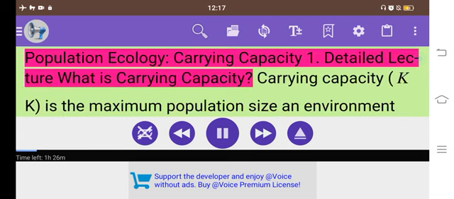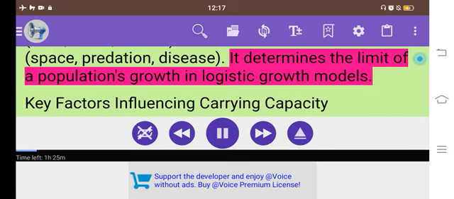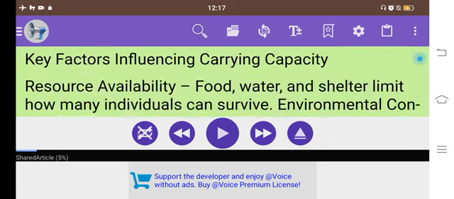Population ecology, carrying capacity. Detailed lecture. What is carrying capacity? Carrying capacity, K, is the maximum population size an environment can sustain indefinitely, given available resources: food, water, shelter, and environmental conditions, space, predation, disease. It determines the limit of a population's growth in logistic growth models.